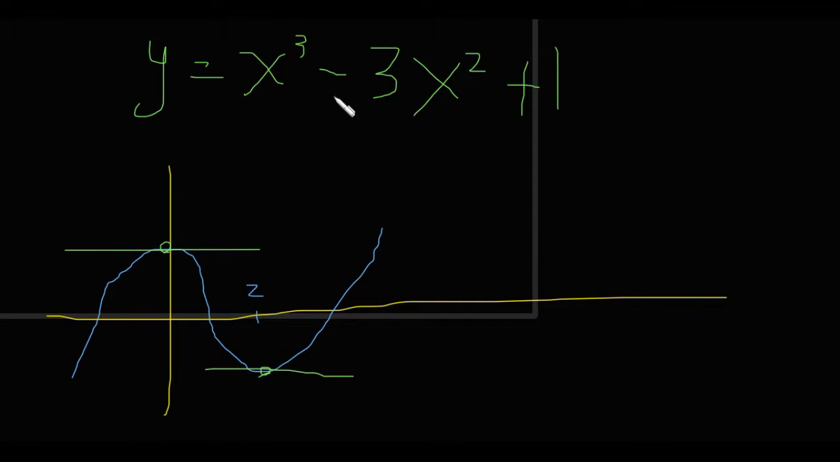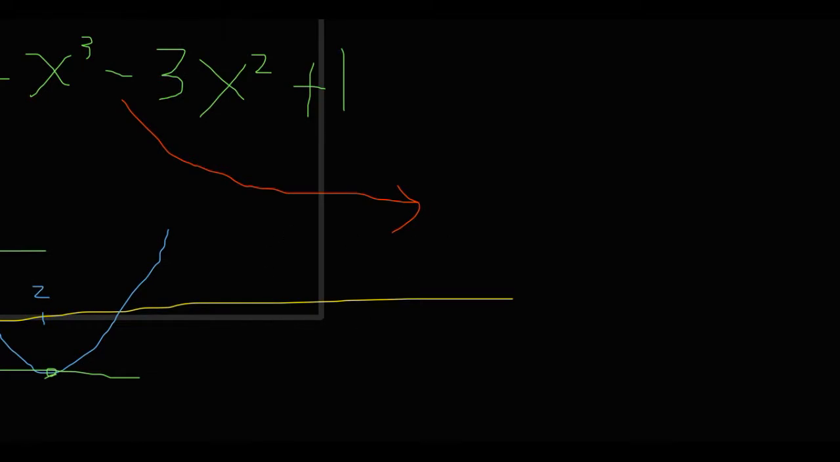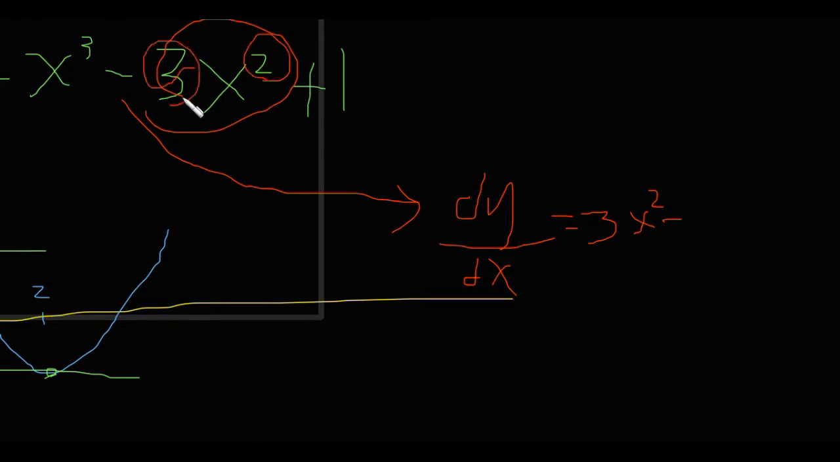Okay, so first we have to differentiate this equation. Differentiating y with respect to x: first we have x raised to power 3, so the power will be multiplied by the coefficient, which is 1, and then reduced by 1, becoming 3x raised to power 2. Then we have 3x squared, and again the power will multiply with the coefficient, 2 times 3 is 6, and the power will reduce by 1, so this 2 will become 1.